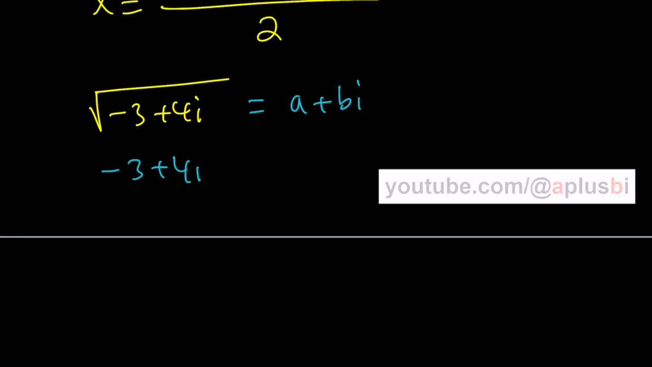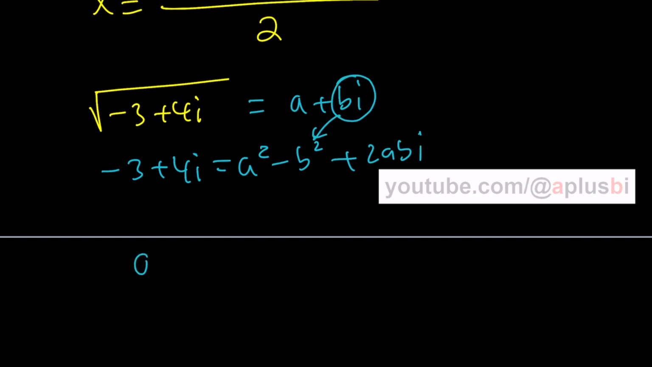That's going to give me a squared minus b squared plus 2abi. Hopefully, you know what I did. bi squared is negative b squared. And then from here, you can quickly come up with a system. a squared minus b squared is equal to negative 3. And 2ab is equal to 4, which means ab is equal to 2. Great. So you're going to find two numbers whose product is 2 and whose difference of squares equals negative 3.